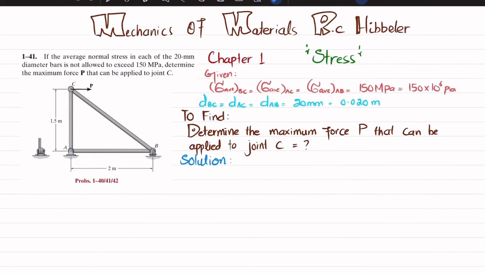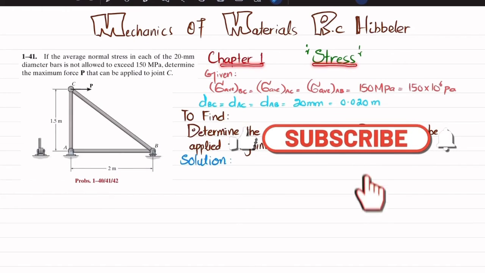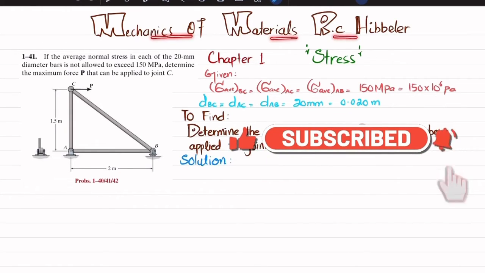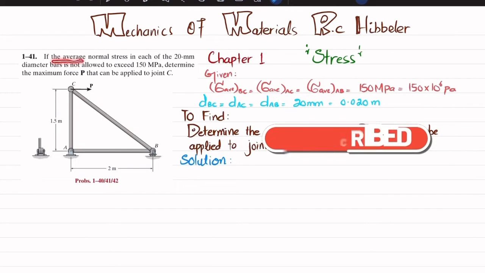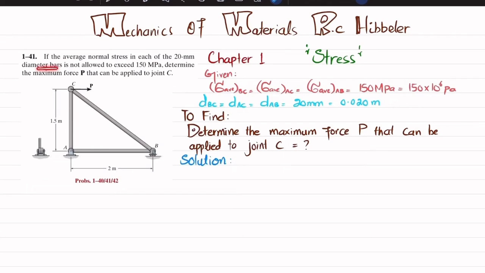Welcome back. Problem 1-41. This problem is taken from chapter number 1, that is stress or internal loading, and the book name is Mechanics of Materials by R.C. Hibbeler. The statement is: if average normal stress in each of the 20 millimeter diameter bars is not allowed to exceed 150 megapascal, determine the maximum force P that can be applied to joint C. You can see this is a truss A, B, C, and each bar has a diameter of 20 millimeter, and allowable stress should not exceed 150 megapascal. So you have to find this maximum load P that can be applied to joint C.